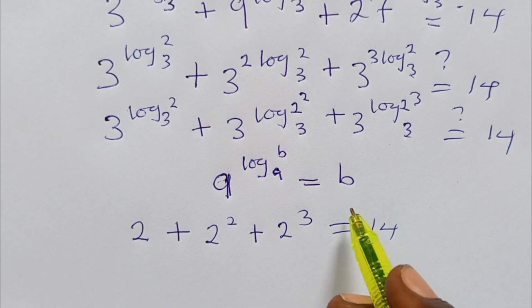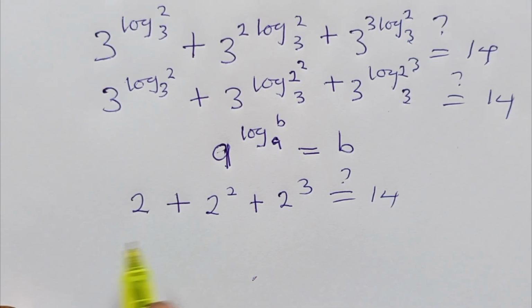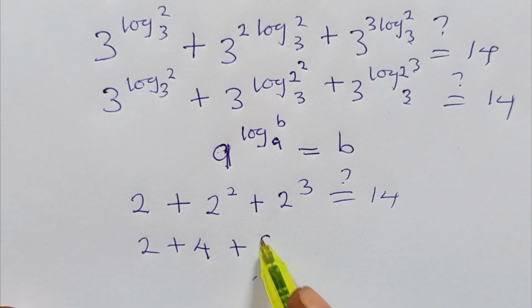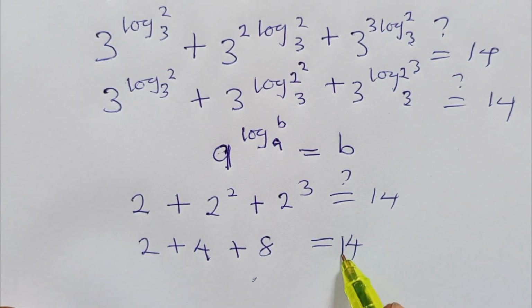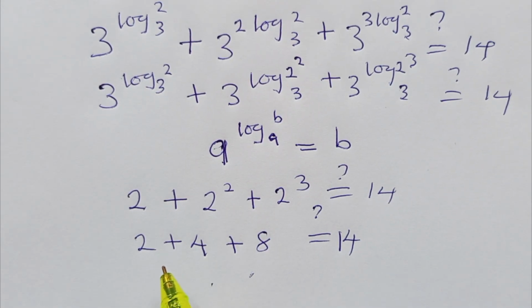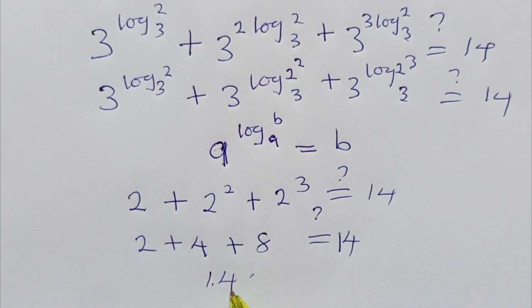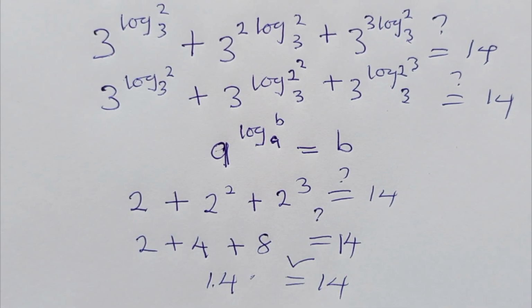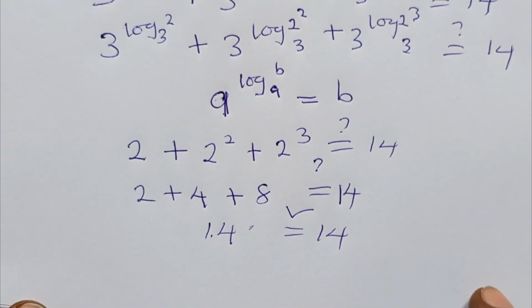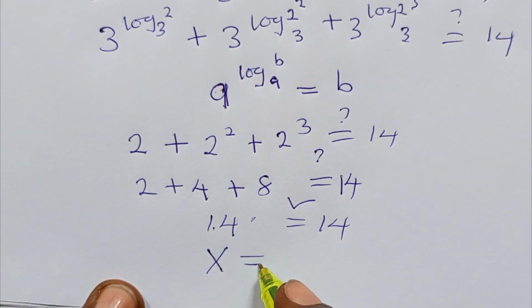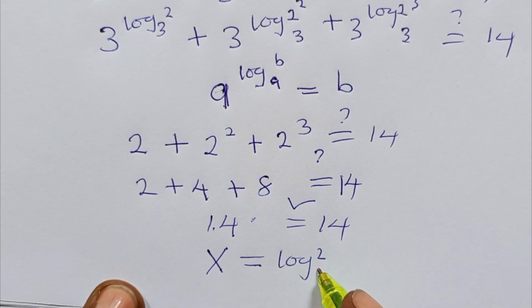Is that equal to 14? Simplifying this is 2 plus 4 plus 8. Now 2 plus 4 is going to give us 6, and 6 plus 8 is 14, which is equal to 14. So the left hand side equals the right hand side, which implies we are correct. Our x is truly equal to log 2 base 3.